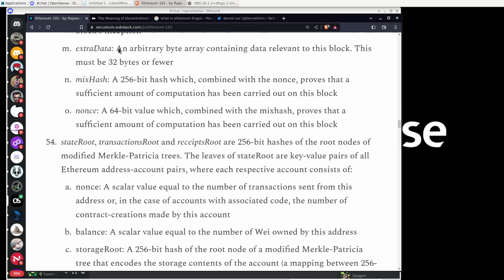So extra data is an array containing data relevant to this block. Interesting. I wonder, maybe some parameter of the function. The mix hash combined with the nonce proves that a sufficient amount of computation has been carried out for this block. Interesting too. Nonce, a 64-bit value which combined with the mix hash proves that a sufficient amount of computation has been carried out in this block.